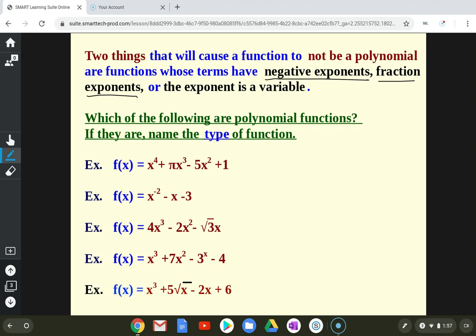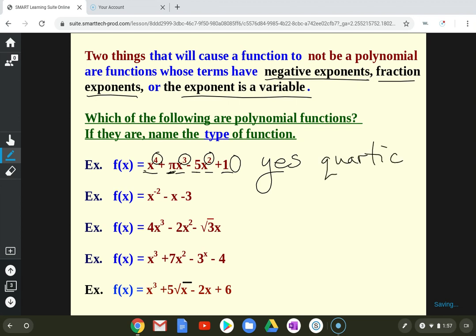Also, you cannot have a variable in the exponent. All exponents must be non-negative integers. And the coefficients have to be real numbers. So here we go. This first one, x to the 4th, pi x to the 3rd, -5 x squared, and 1. All of our exponents are positive integers or 0 in the case of the constant, and all of our coefficients are real numbers. Pi is a real number. Just because it's not rational doesn't make it not real. So yes, this is a polynomial. Now, what type of polynomial is it? This would be quartic because it's a 4th degree.